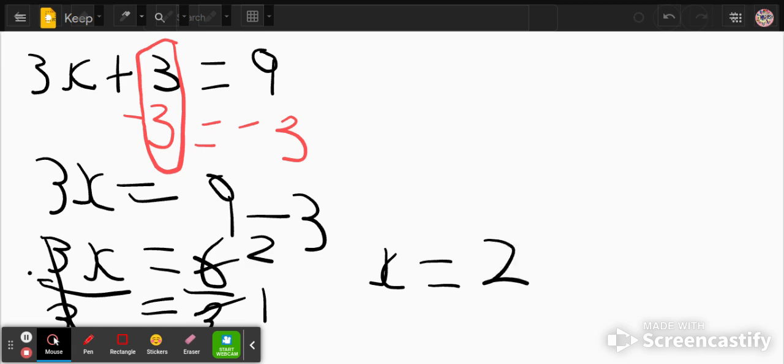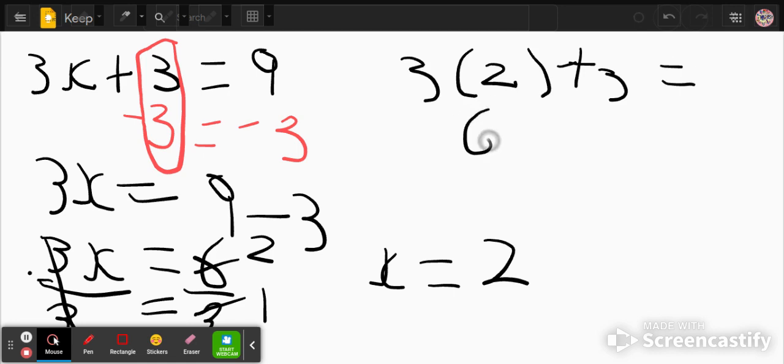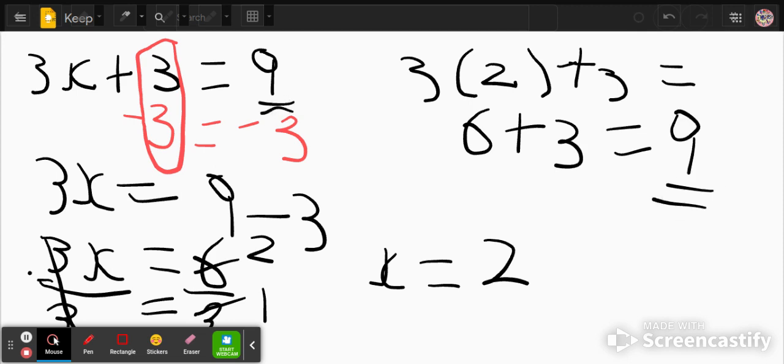Let's see if our answer is correct. What we need to do is to substitute 2 into the equation and see if we get back the 9. So it'll be 3 multiplied by the 2, plus the 3. 3 times 2 will give us 6, plus 3 will give us 9. So when you substitute the 2 back into the equation, we got back the 9. So therefore, that is correct. Let's move to another question.